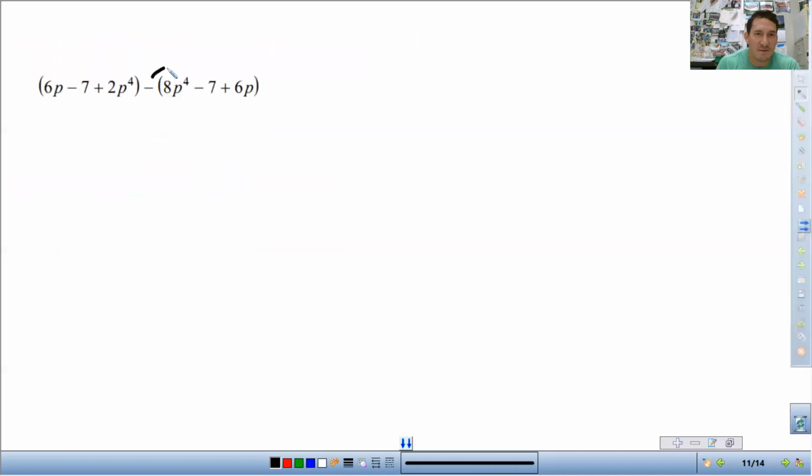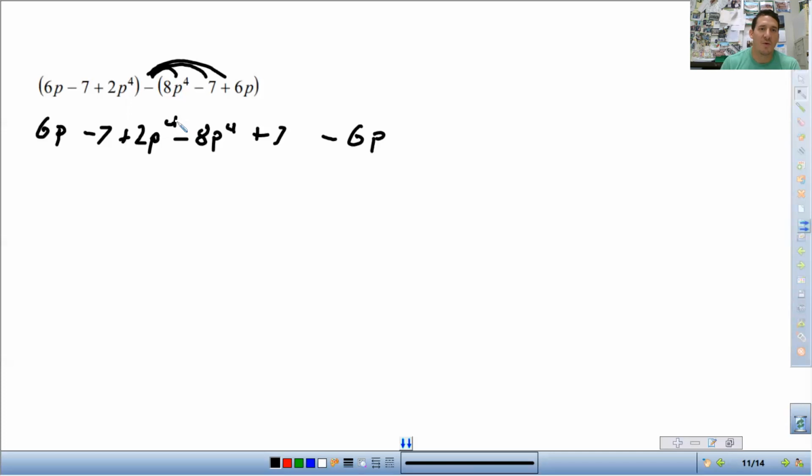So distribute the negative. So you get negative 8p to the 4th. Since that's minus 7, when I distribute the negative, it becomes plus 7. Then distribute the negative, you get minus 6p. Now just combine like terms. 6p minus 7 plus 2p to the 4th. Find the largest exponent, looks like p to the 4th. So I have positive 2p to the 4th combined with a minus 8p to the 4th. Combine those, you get negative 7p to the 4th. Nope, negative 6p to the 4th.